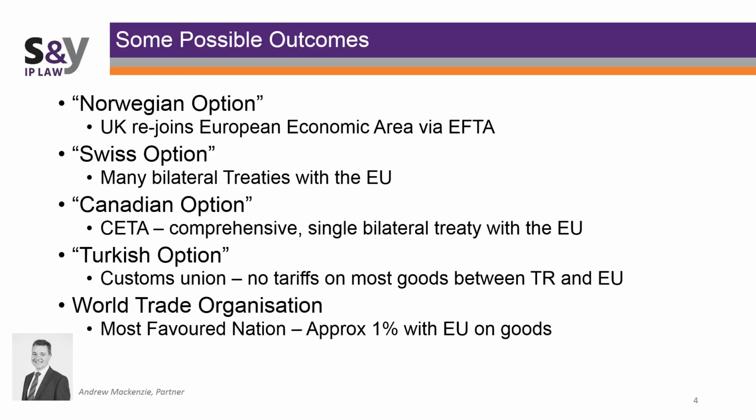So, possible outcomes. The so-called Norwegian option, because this is what Norway has, its relationship, and also Iceland and Liechtenstein, although they're very small territories. Joining the European Free Trade Area would then allow the UK to rejoin the European Economic Area, and that has very similar rules to the EU. So actually that would probably mean not a lot of changes.